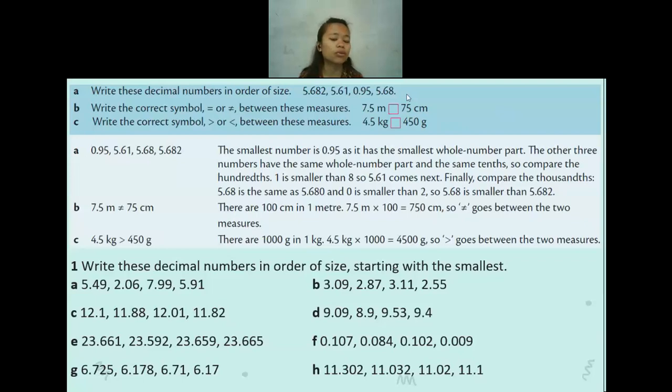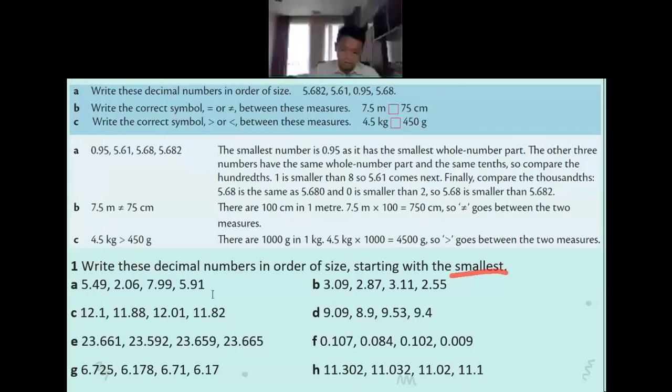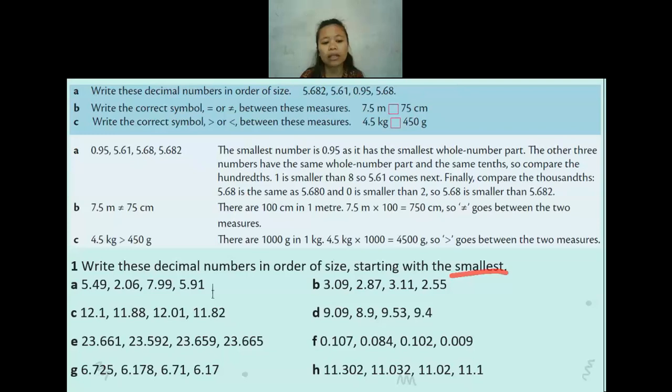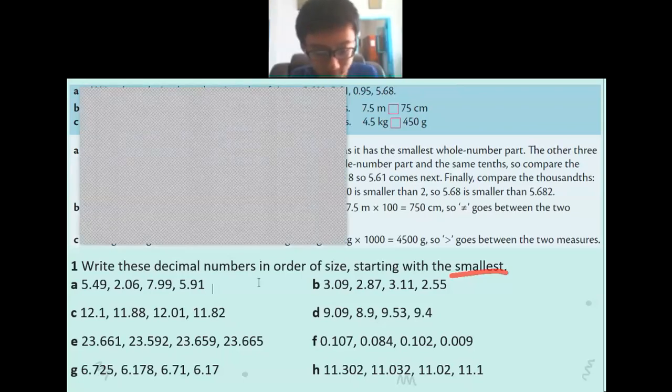Now for question 1, write these decimal numbers in order of size. We have to write it from the smallest one. So which one is the smallest one in question 1A? Is it the 5.49? Or is it 2.06 or 6.21? Or is it 7.99? It's the smallest, 2.06. Yeah, it will be 2.06.